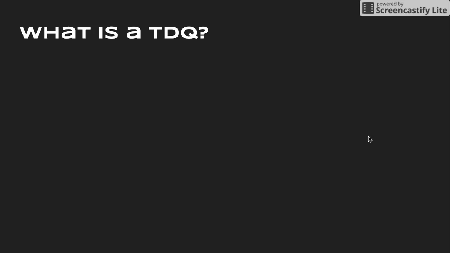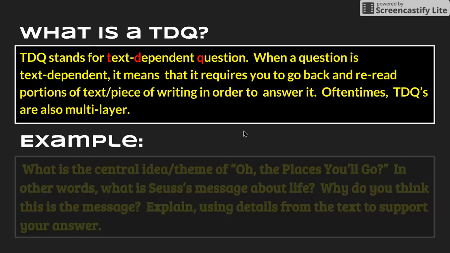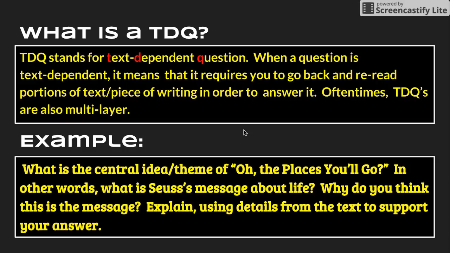A TDQ is a text-dependent question. When a question is text-dependent, it means that it requires you to go back and reread portions of a text or any piece of writing in order to answer it. Oftentimes, TDQs are also multi-layered. So here's an example of a TDQ. It says, what is a central idea or theme of Oh, the Places You'll Go? In other words, what is Seuss's message about life? Why do you think this is the message? Explain using details from the text to support your answer.